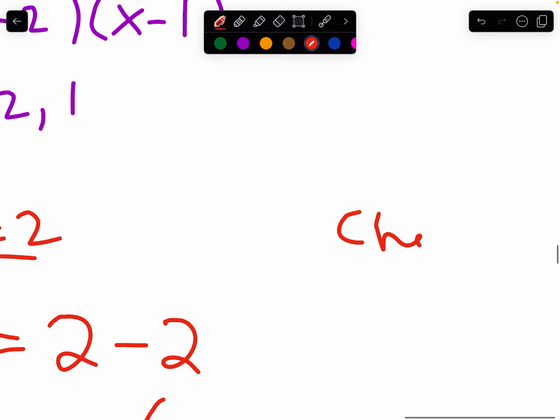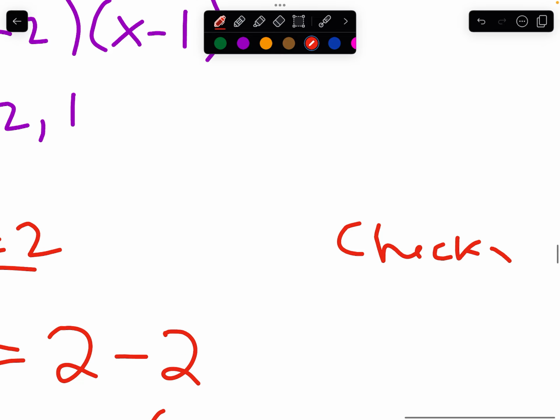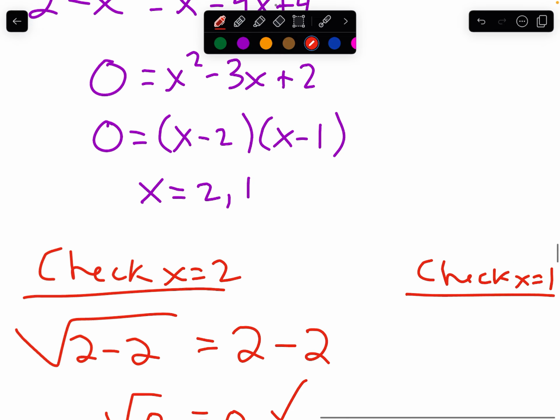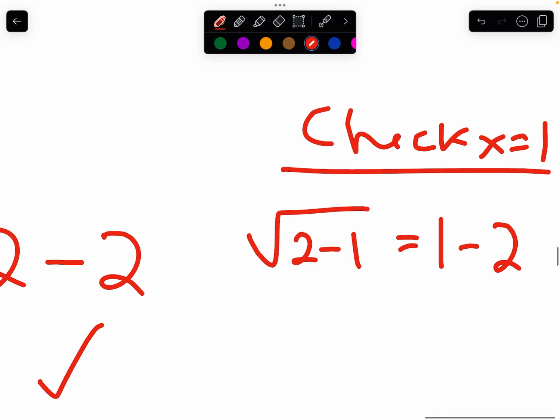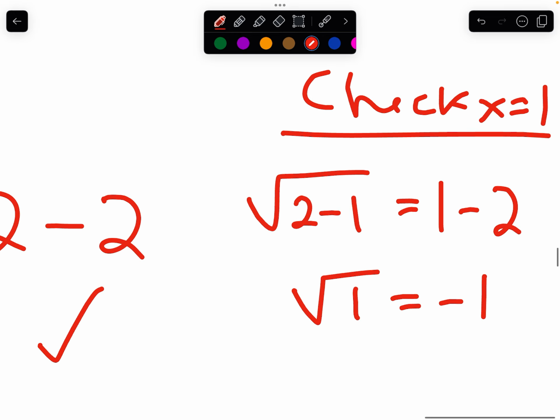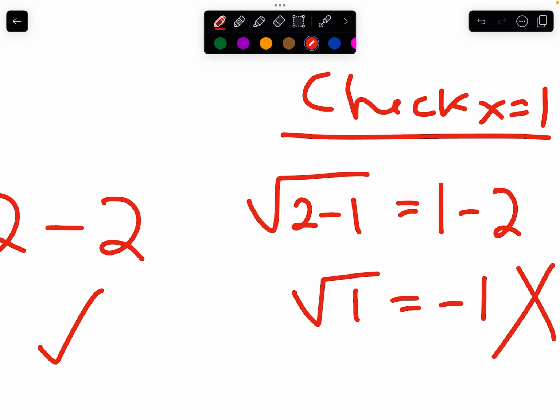Let's check x equals 1. So taking the original equation, plugging 1 in for x now. I'll zoom out one time here. We'll have square root of 2 minus 1 on the left, and on the right-hand side, we'll have 1 minus 2 when we plug 1 in for x. And on this left-hand side, we get square root 1, and on the right-hand side, we get negative 1, and that is not a true statement.